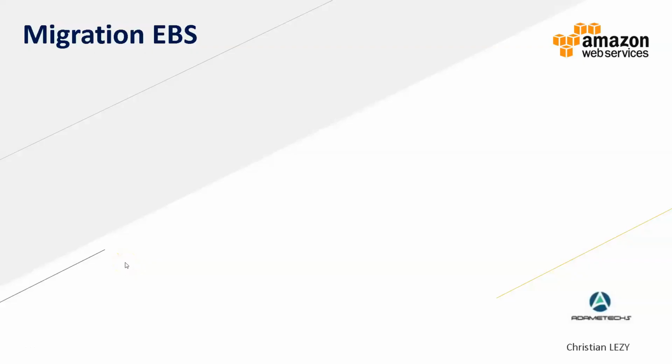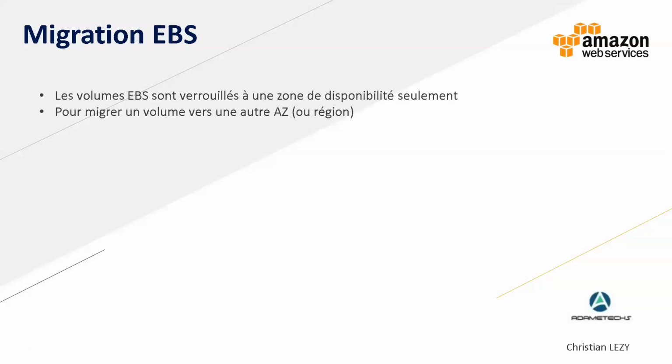Let's take a look at the migration of EBS volumes. EBS volumes are, as we have seen, linked to one availability zone and only one. To migrate a volume to another availability zone or even to another region, you must create a snapshot of that volume.